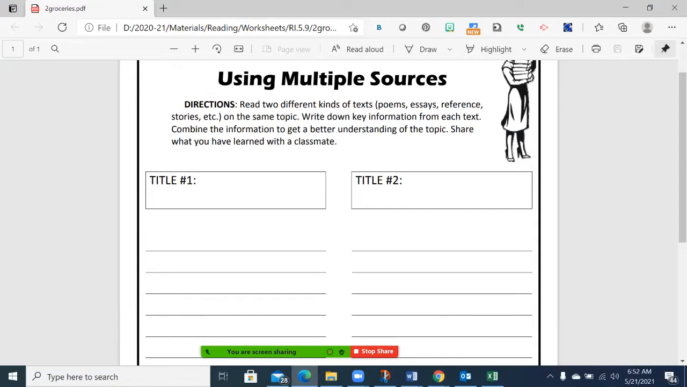When using multiple sources, you're going to look for key information from each text. Then you combine the information to get a better understanding of the topic.